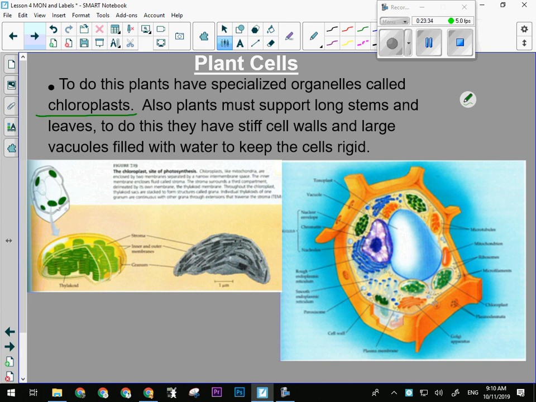So the other thing that plants have to have, they have these nice stiff cell walls, but the cell walls by themselves are not enough to support the plant. If the plant isn't well hydrated, what does it look like? Almost dead, but it wilts, right? Like it gets kind of floppy.